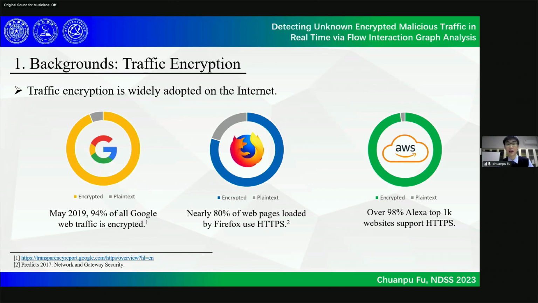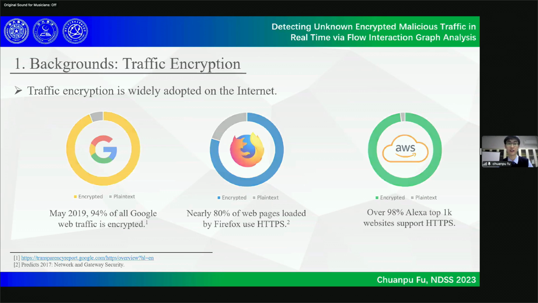Nowadays, traffic on the internet has been widely encrypted to protect its confidentiality and privacy. It is reported that over 94% of Google web traffic is encrypted. Similarly, nearly 80% of web pages loaded by the Firefox browser enable HTTPS, and over 98% of websites listed in Alexa Top 1000 enable HTTPS. The growth is unprecedentedly rapid compared with the ratio reported in 2014, only around 3.8%. Currently, more and more users benefit from deploying traffic encryption protocols, which forbid eavesdropping, tampering, and auditing.